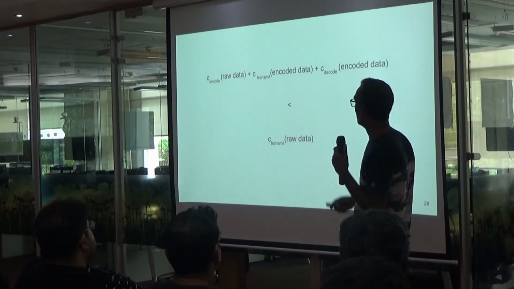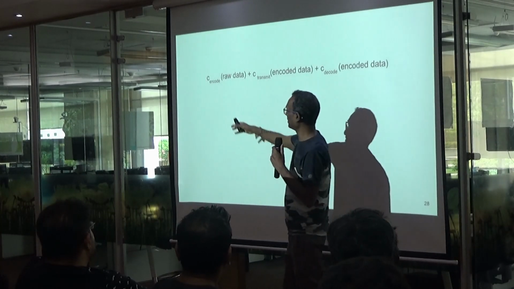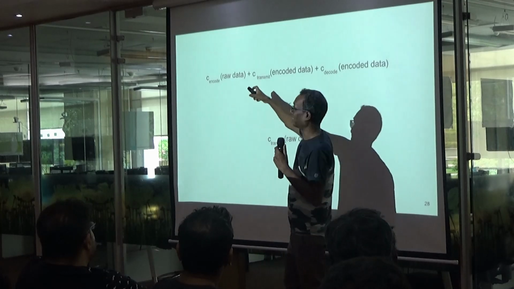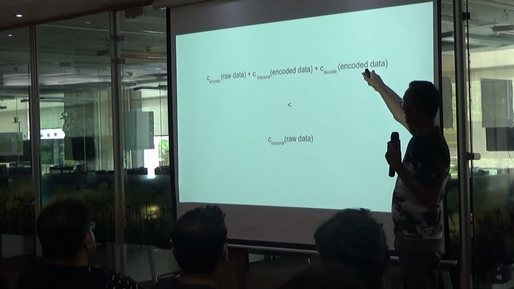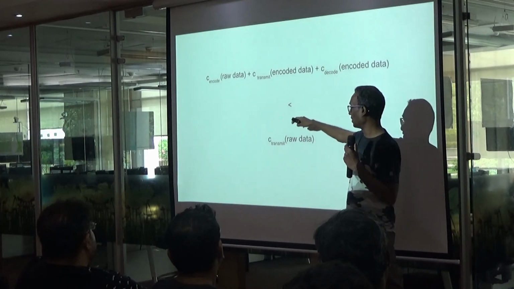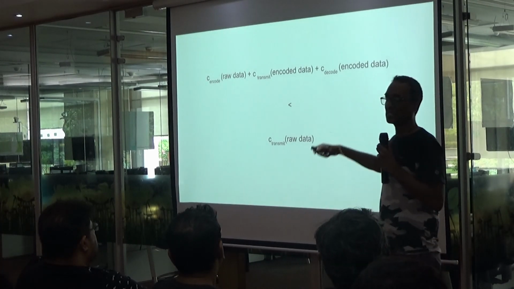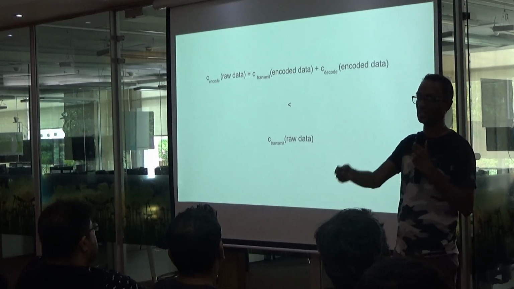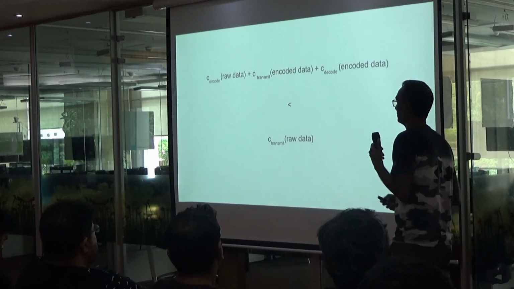So this is a representation. The cost of encoding the data, the cost of transmitting data, the cost of decoding data tends to be lesser than the cost of transmitting raw data. This is the math behind choosing dynamic encoding.